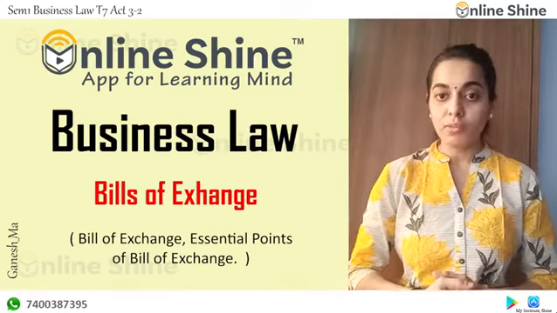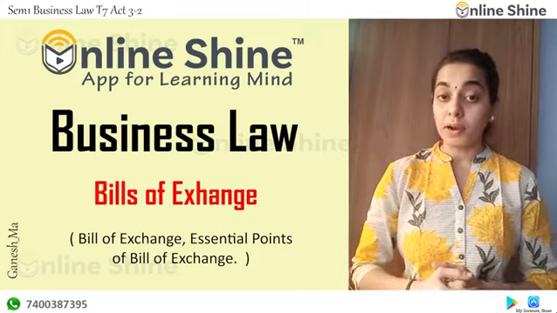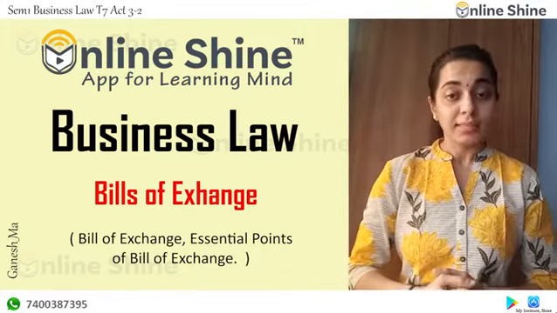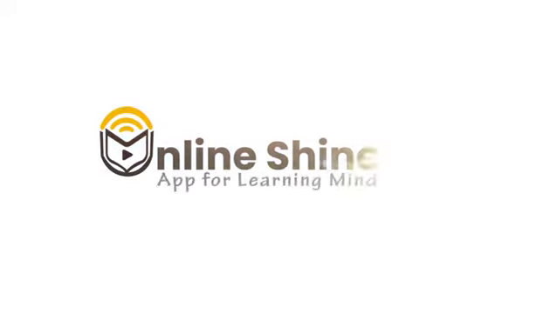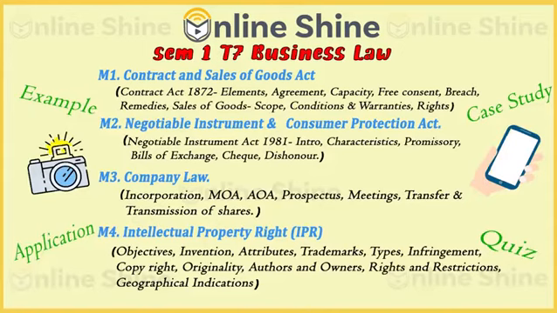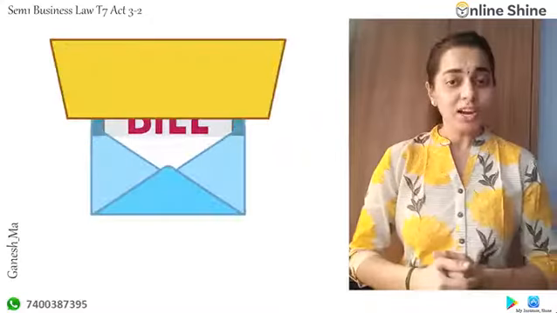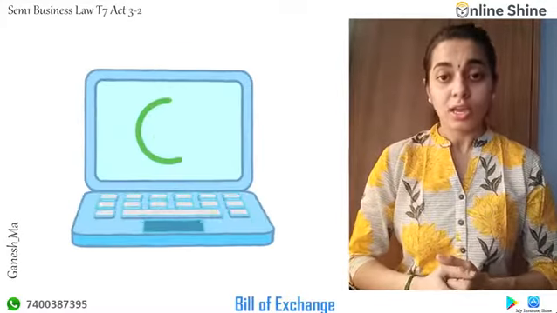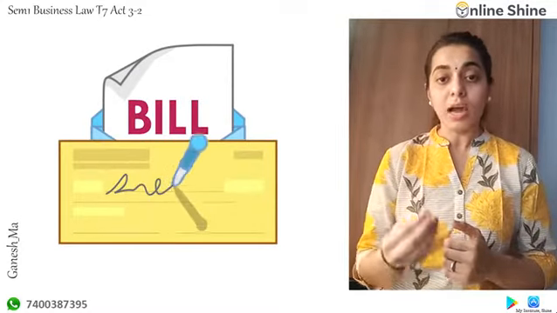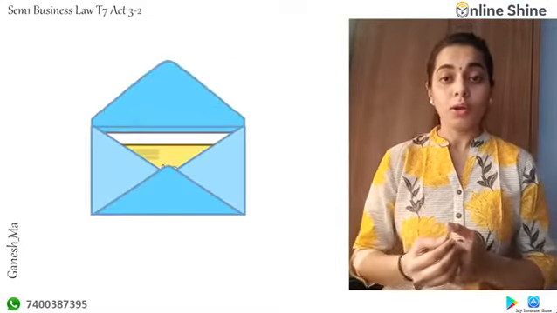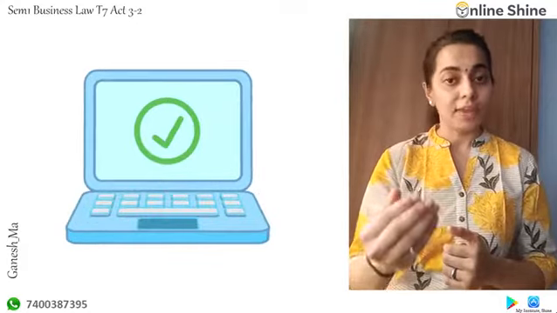Now we are going to start with the next part, that is the third part of your negotiable instrument, and that is your bill of exchange. Now when we are talking about your bill of exchange, let's see what exactly it is. Bill of exchange has been defined under section 5 of the Negotiable Instruments Act of 1881.